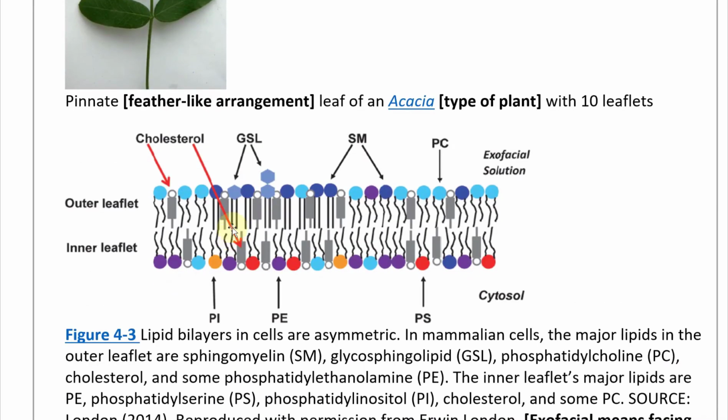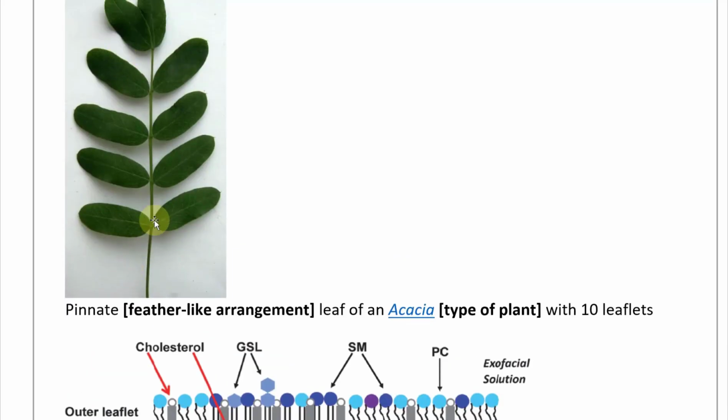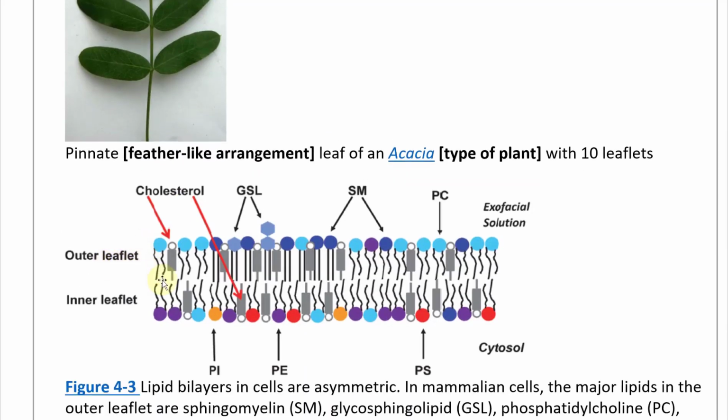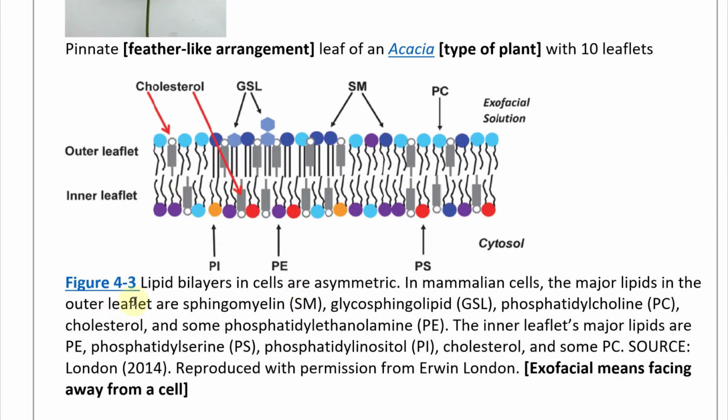So look at the outer leaf, similar to how this setup is. Leaves are pushing outwards. So here's the outer leaflet, and there's the inner one over here. And figure 4-3, I got this from the nap.edu website. So lipid bilayers in cells are asymmetric. In mammalian cells, they're not symmetric.